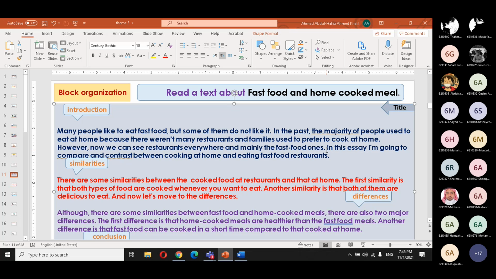But again, you don't know what the writer is going to write about. We know the topic, but how will the writer approach it? This must be written in the second sentence of the introduction. That's why he wrote it clearly here: In this essay, I am going to compare and contrast between cooking at home and eating at a fast food restaurant. Okay, this is the introduction.